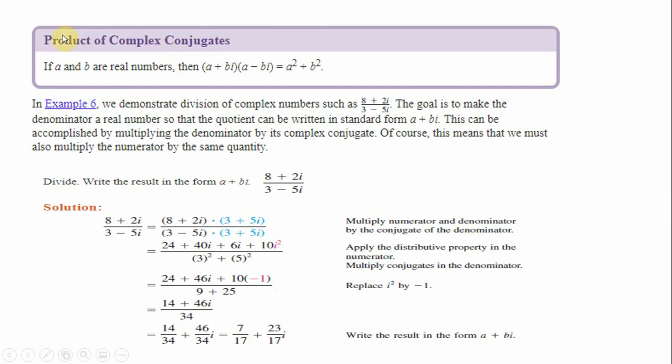So the product of complex conjugates: this is the conjugate of that, and that is the conjugate of that. If a and b are real numbers, then if I multiply complex conjugates together, all I have to do, if I can remember, is just a squared plus b squared. If not, I multiply them out, and I just have to remember i squared is negative 1 to simplify. So those were our multiplications, and now that's it.